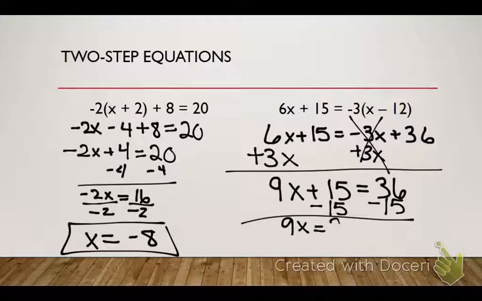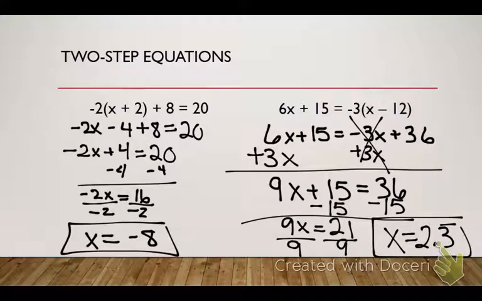9x equals 21. Now, on the quiz yesterday, I had people get to this point and say, well, I can't divide, so this is no solution. There is a solution. There absolutely is a solution. My variable didn't cancel out, but my solution, is it going to be a whole number? No. Is that okay? Absolutely. I can have a decimal in my answer. It's 2.3 repeating. So just because you have a decimal in your answer does not mean it's no solution.